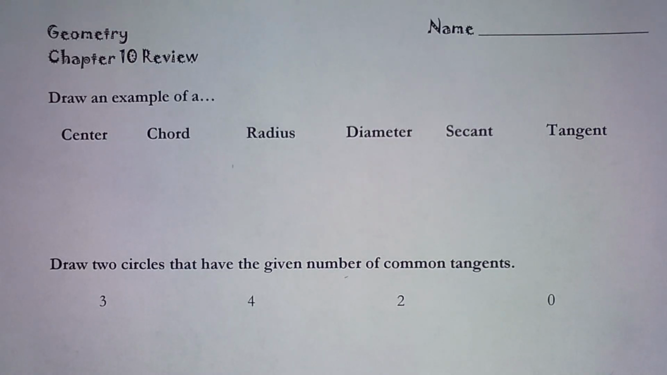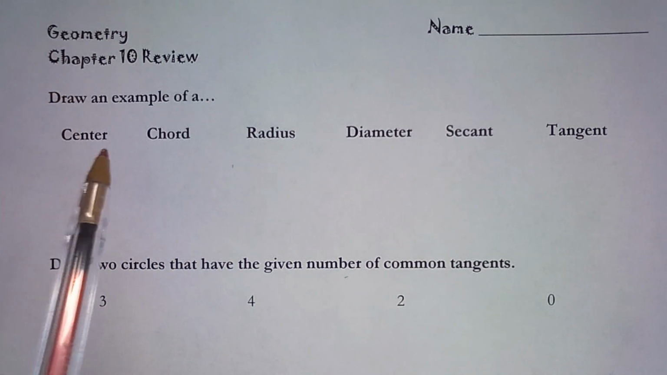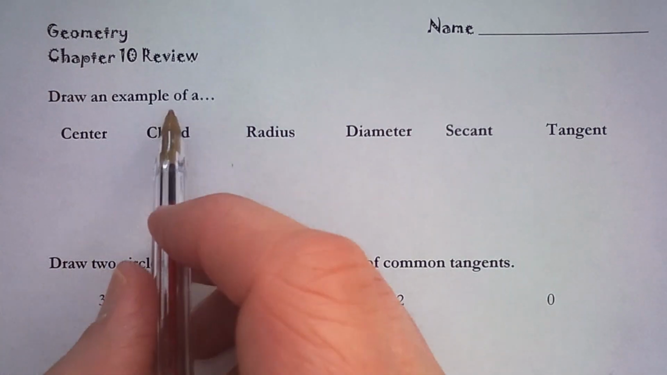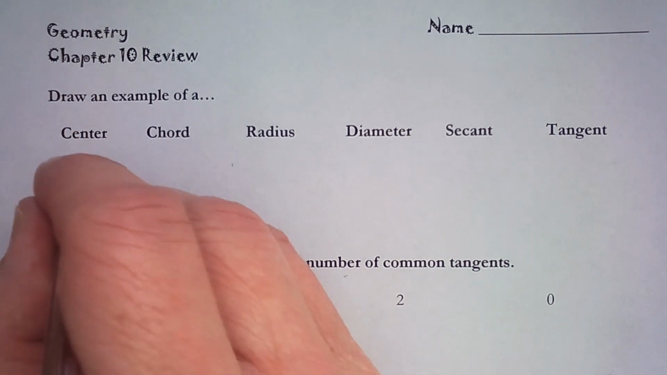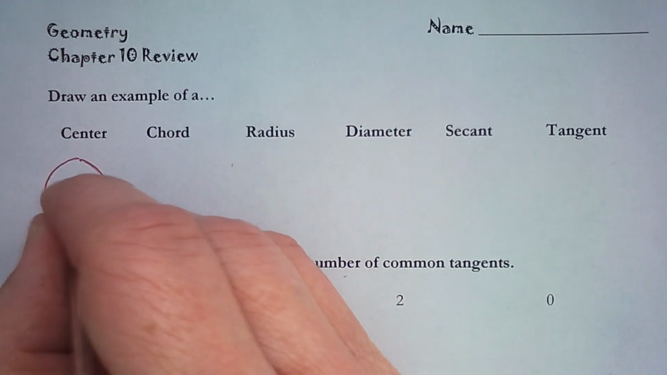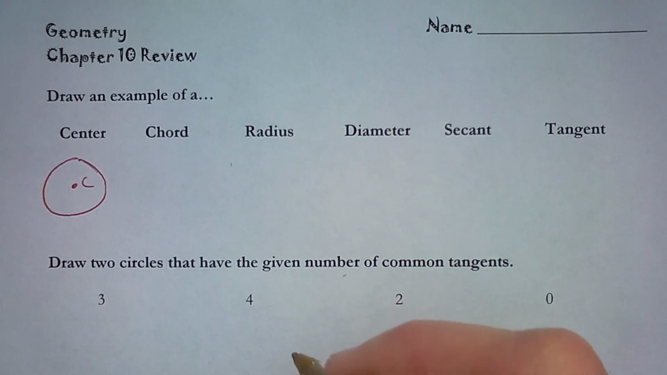Hey guys, today we are going to do a review of circles, and we're going to start with a review of tangents of a circle. Before we get directly into tangents, let's review the different parts of a circle. So we're going to draw an example of a center of a circle. So here's a circle. The center is the point right there in the middle.